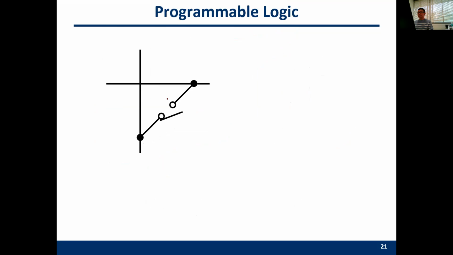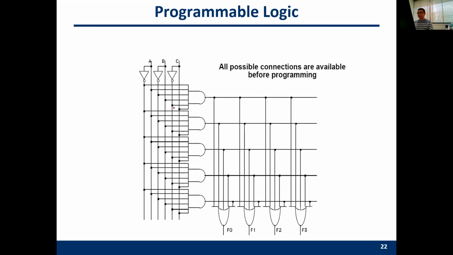And this is one example of the connection, a reconfigurable connection. So when you close this switch, these two lines are connected together. If you open this switch, then they are not connected. So this is the programmable logic example.